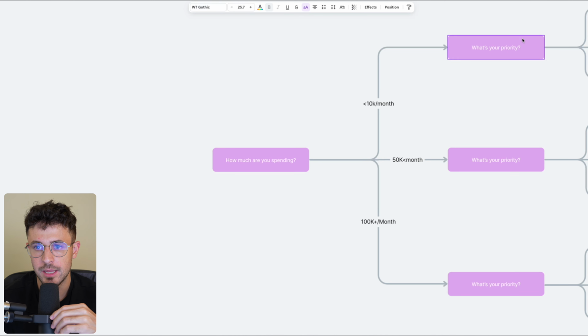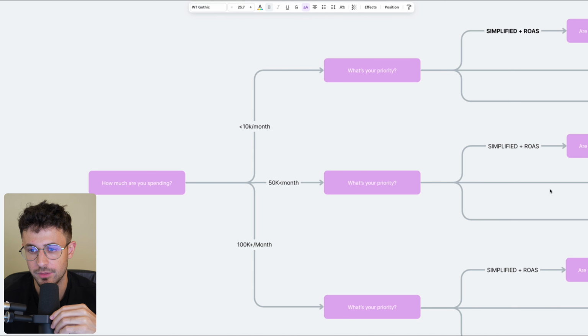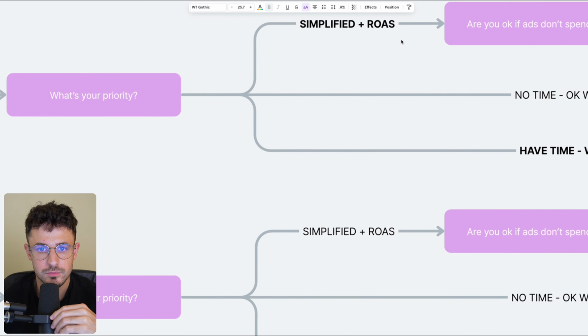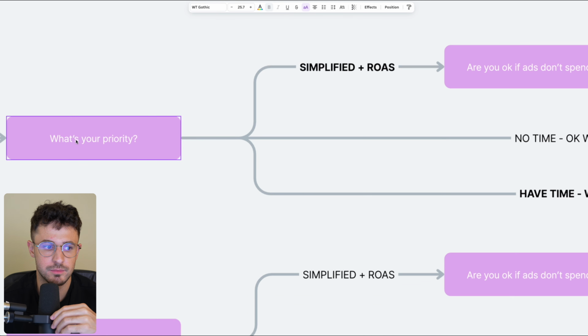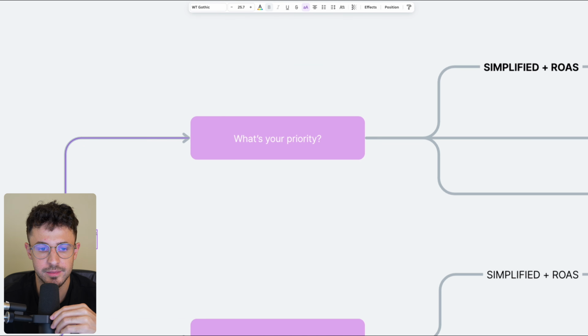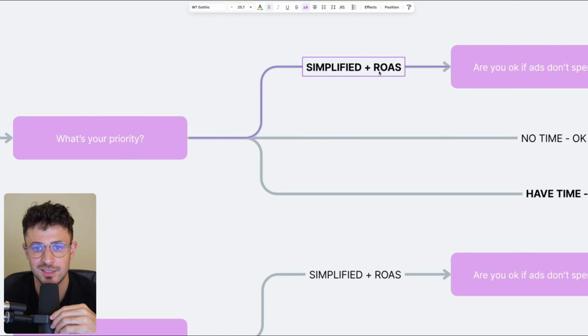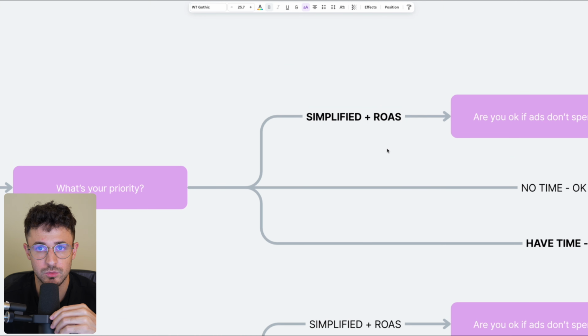And so usually on these three things here, for instance, if you're spending less than 10k a month, your priority can be just a simplified approach and maximizing return on ad spend.